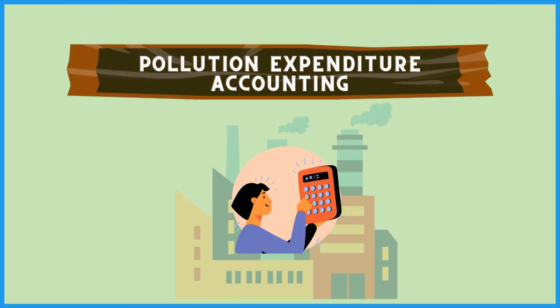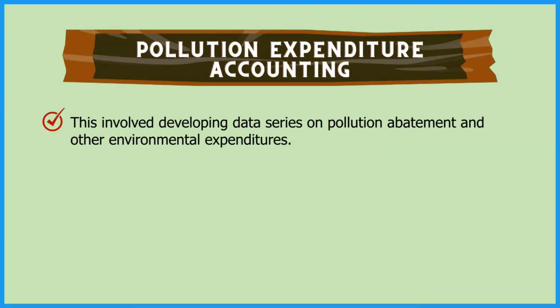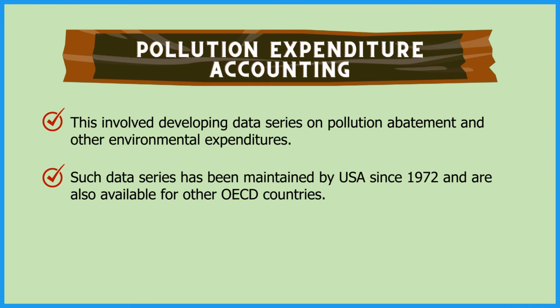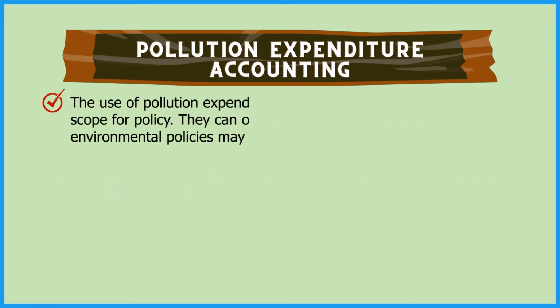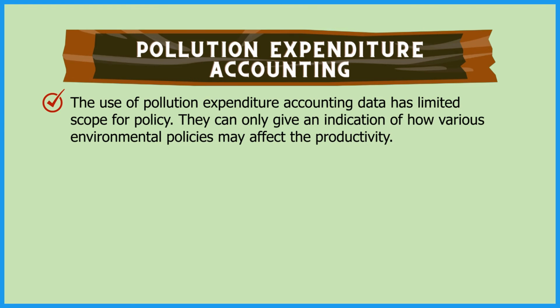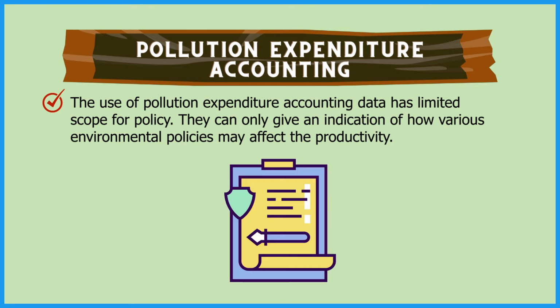Now, when we discuss pollution expenditure accounting, one of the most important weaknesses of this conventional economic approach is to develop data series on pollution abatement and other environmental expenditures. This involves developing data series on pollution abatement and other environmental expenditures. Such data series has been maintained by the USA since 1972, and this is also available for other high income countries. Now, the use of pollution expenditure accounting data has limited scope for policy because it only gives you an indication of how various environmental policies may affect productivity of different sectors.